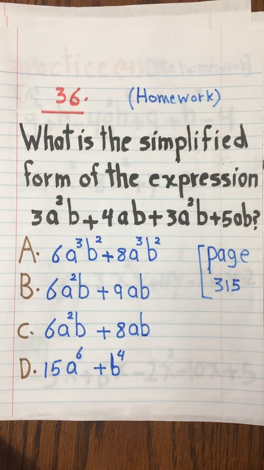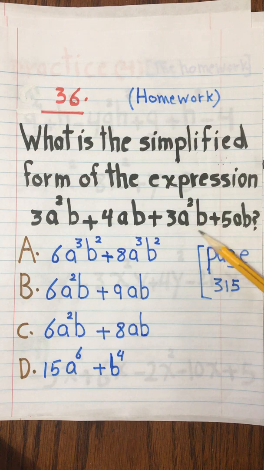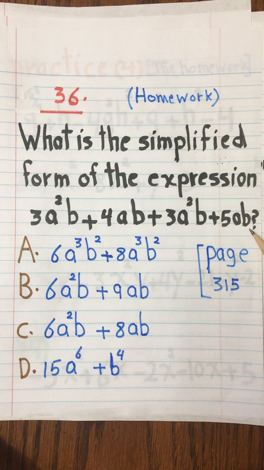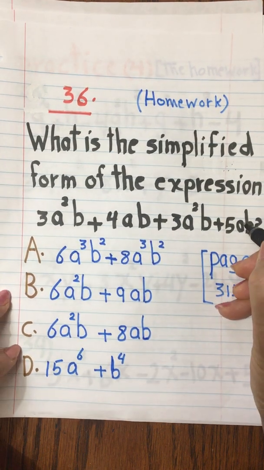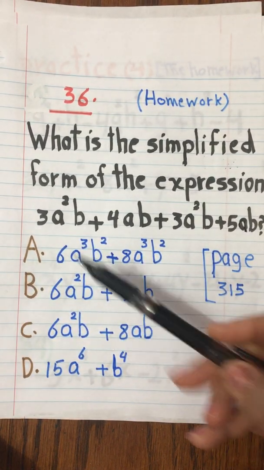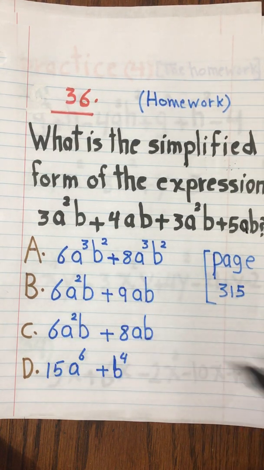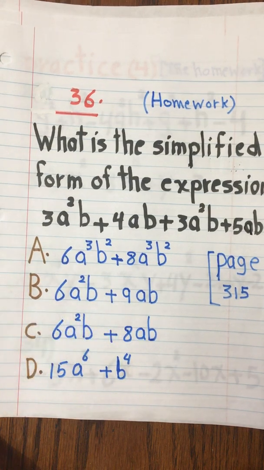36, what is the simplified form of the expression? 3a squared b plus 4ab plus 3a squared b plus 5ab. Sorry, this is ab, guys, this is not 50. So this is 5ab. And I have 4 options, so pick one of them, A, B, C, or D. And this is on page 315.